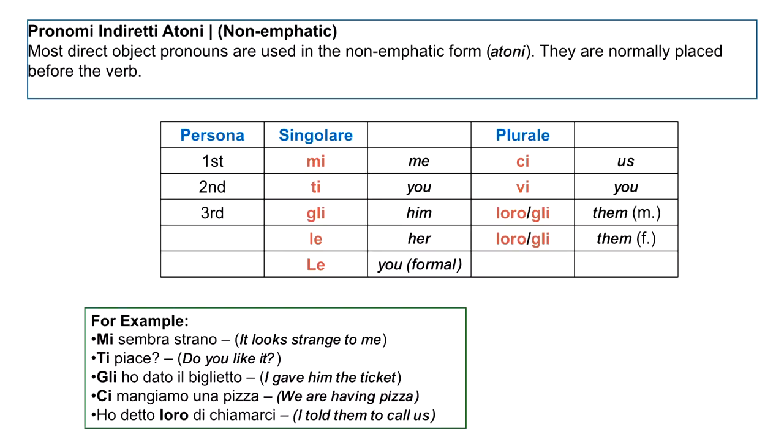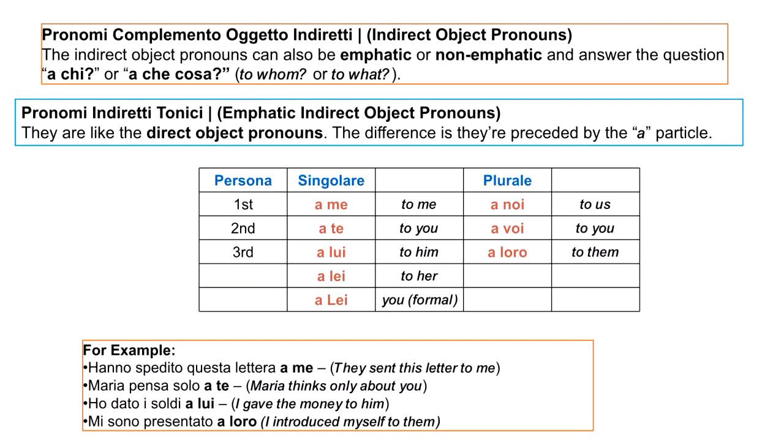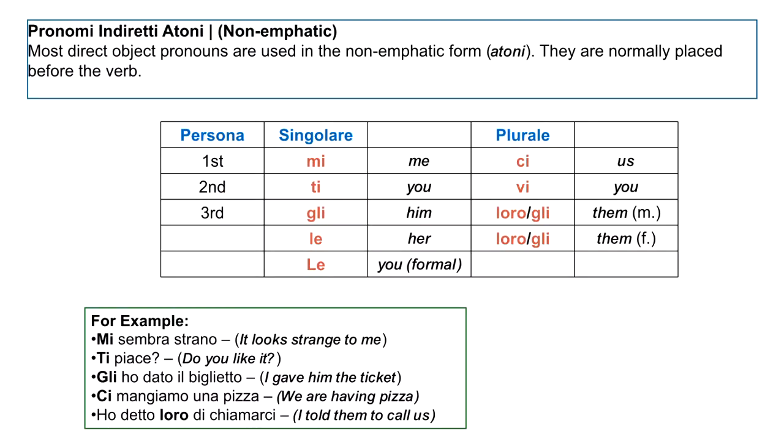And as you can see, in the third person, we have gli. In the previous example, remember, we had a lui. Remember how I transformed this sentence, ho dato i soldi a lui. This is the emphatic indirect pronoun, a lui. Ho dato i soldi a lui. In the non-emphatic, I would say gli ho dato i soldi. Okay? That's the non-emphatic.